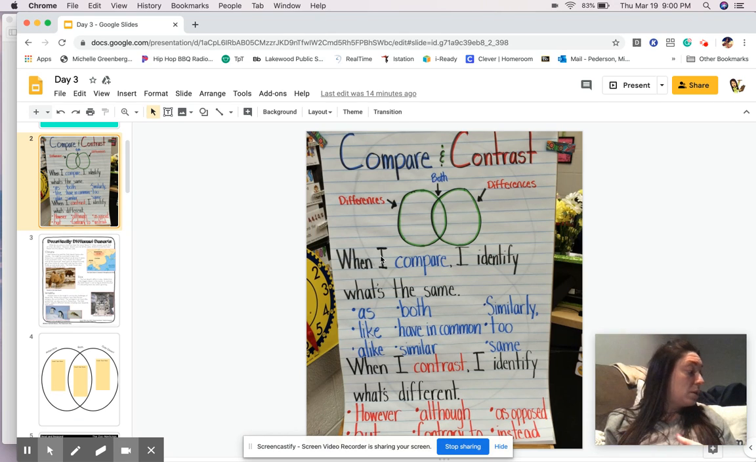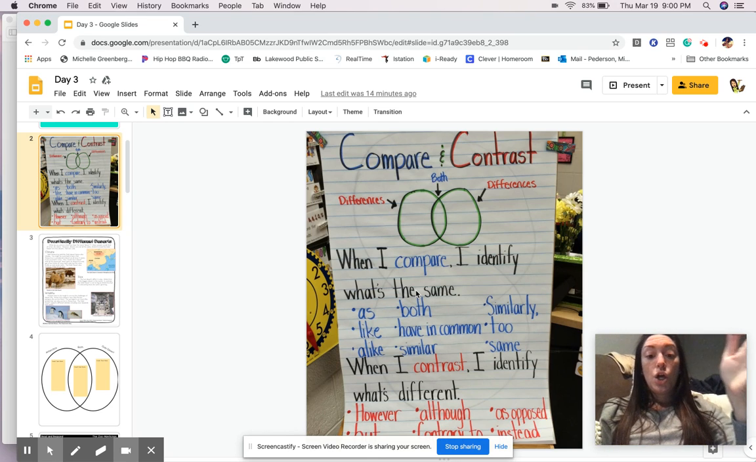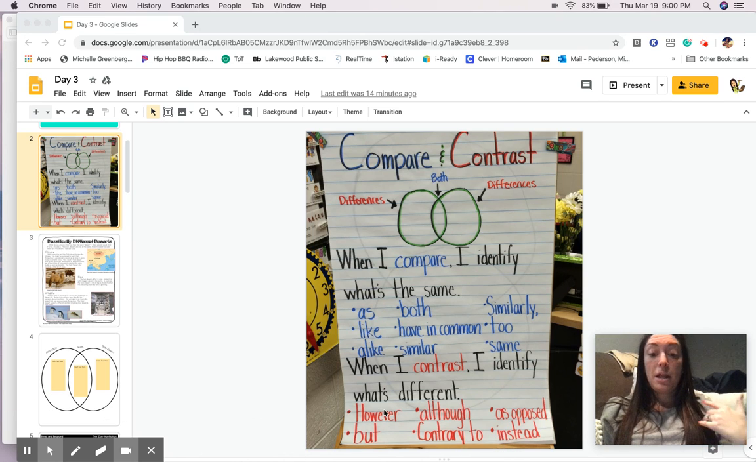We have keywords. Oliver, no. We have keywords that tell us when things are the same: both, as, like, have in common, alike, similar, the same. When you are seeing how they're different, how you contrast, you can see they use although, but, instead, contrary to, opposed. So let me show you how we're going to compare and contrast.